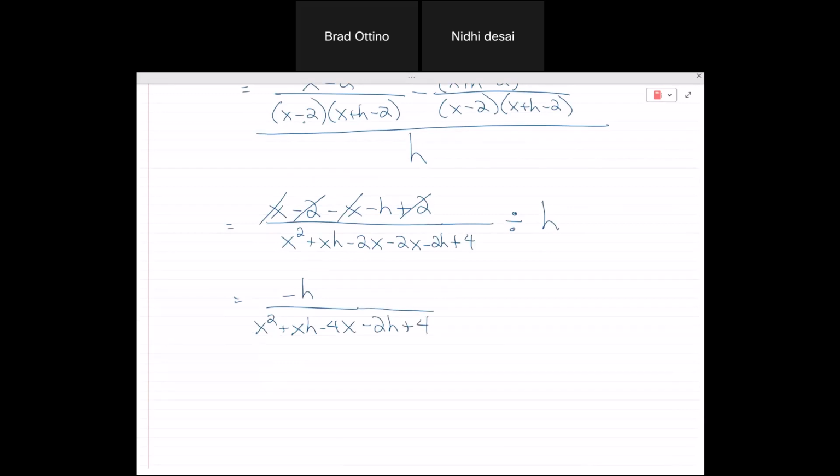And when you divide by anything in math, it's the same thing as multiplying by the reciprocal. So just to finish it, if you're dividing by h and multiplying by h, your final answer is just going to be negative 1 over x squared plus xh minus 4x minus 2h plus 4. All right, I'll give you a second to make sure you have all that down.